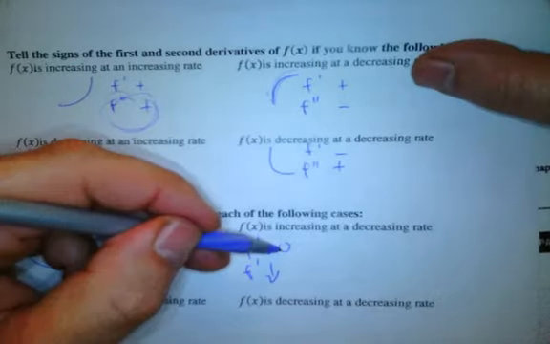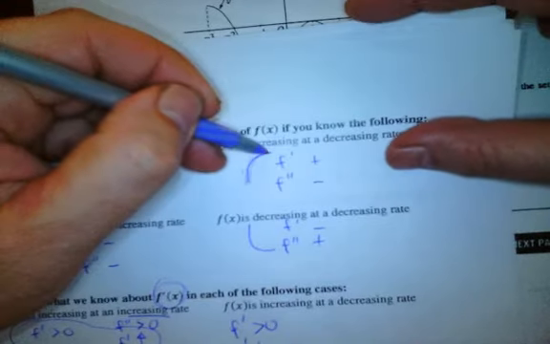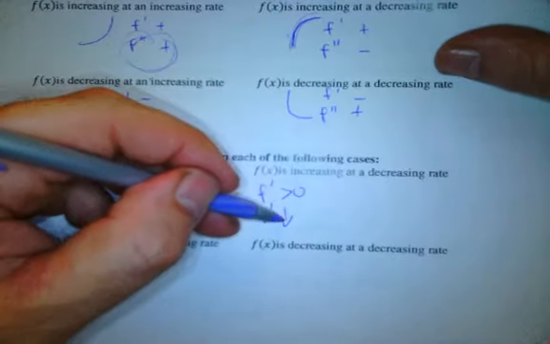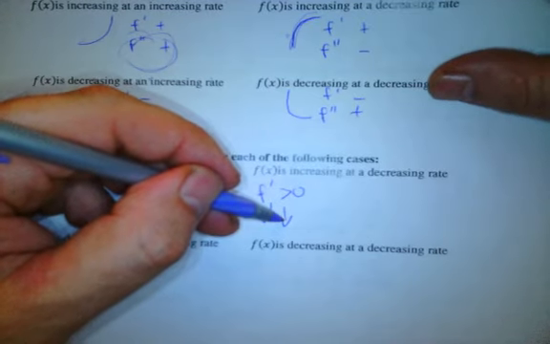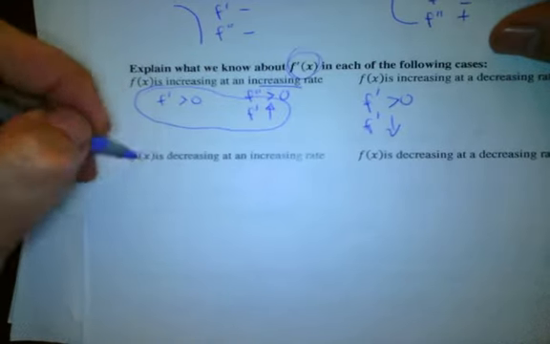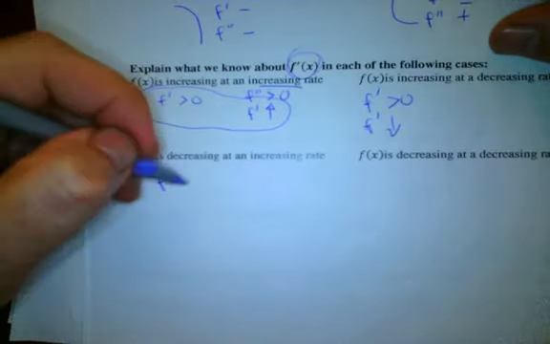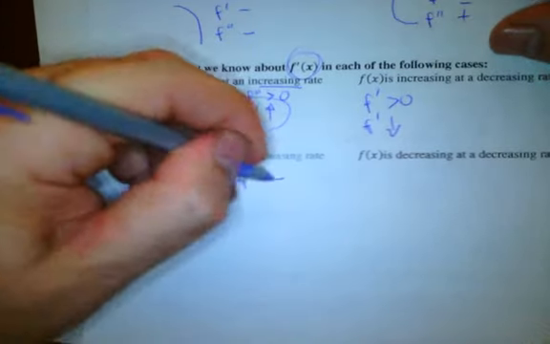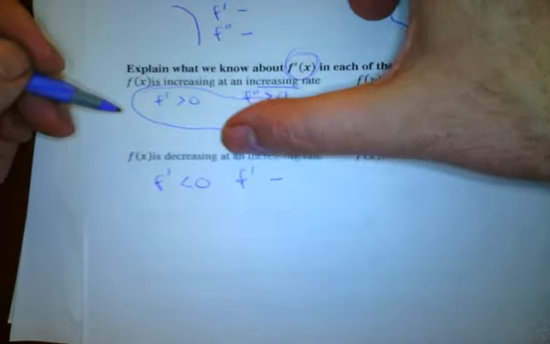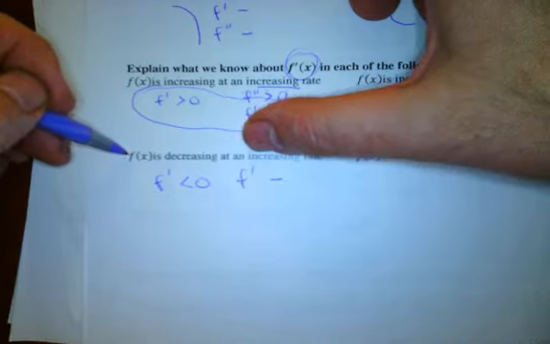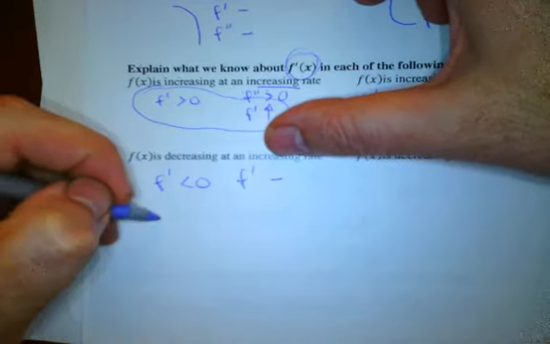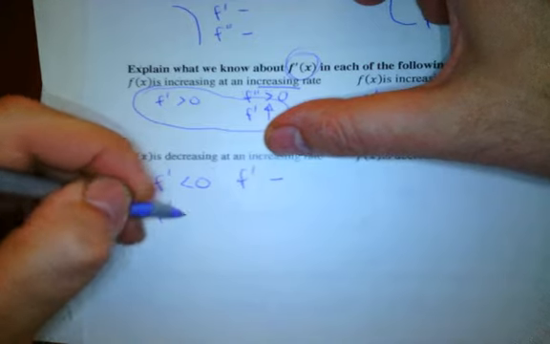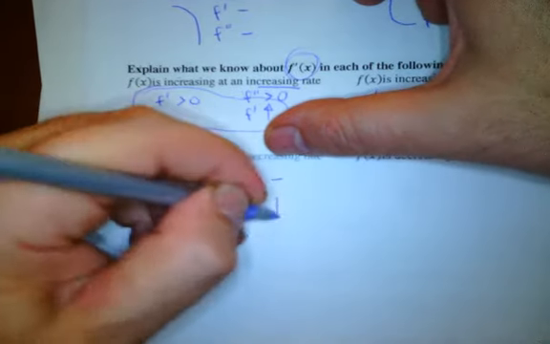Okay, if f is increasing at a decreasing rate, we know f prime is greater than 0, f prime is positive, and we know, because of this decreasing rate, that f prime is decreasing. Look, this is this situation, right? It's not that f is decreasing, f is increasing. That's why f prime is greater than 0. But because f is concave down, that's why we know f double prime is less than 0.